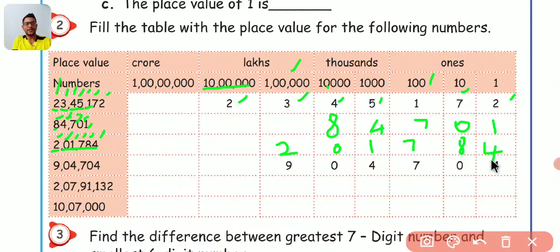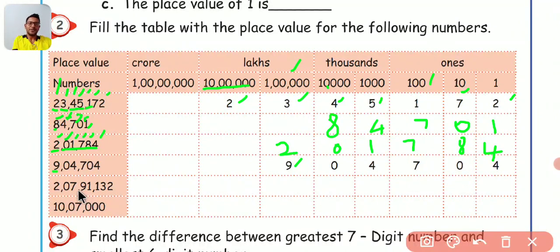Then I'm going to write the remaining numbers: 01784. Okay, that's all. You can also check, 0 is in 10,000 place. So you find the first number's place, 9. 9 is in which place? Ones, tens, hundreds, thousands, 10,000, lakh. This is also lakh. So here they are writing 9. After that, they are writing the remaining numbers continuously.